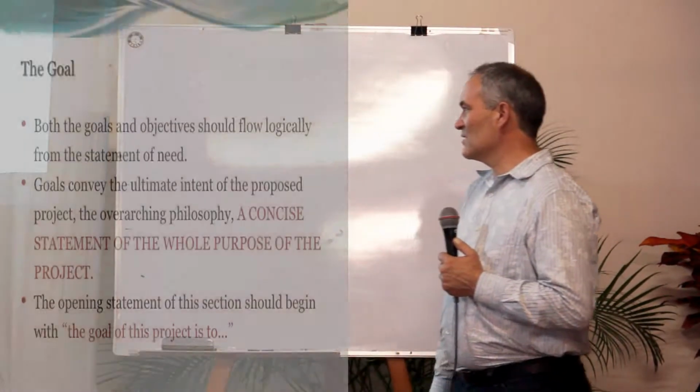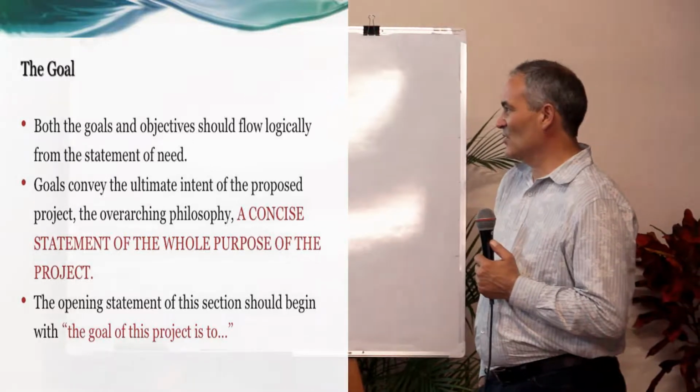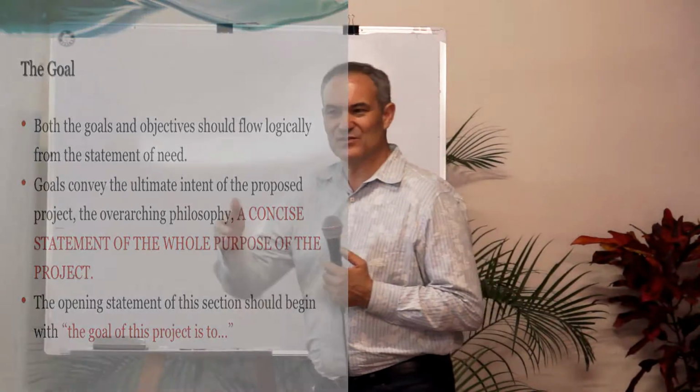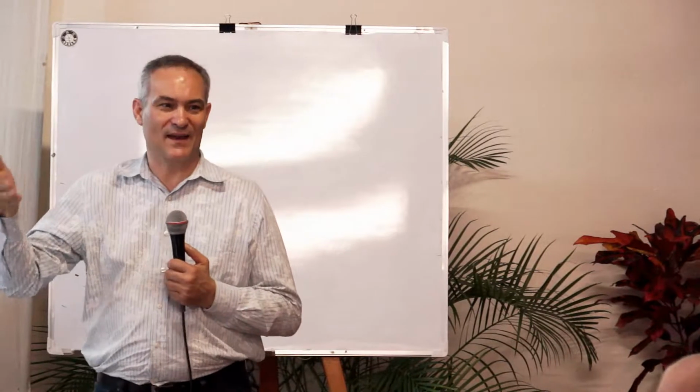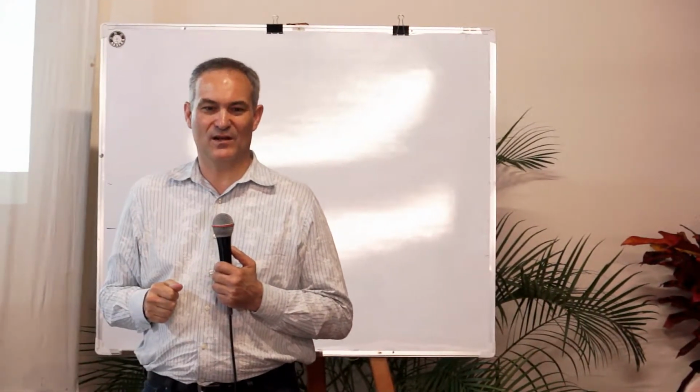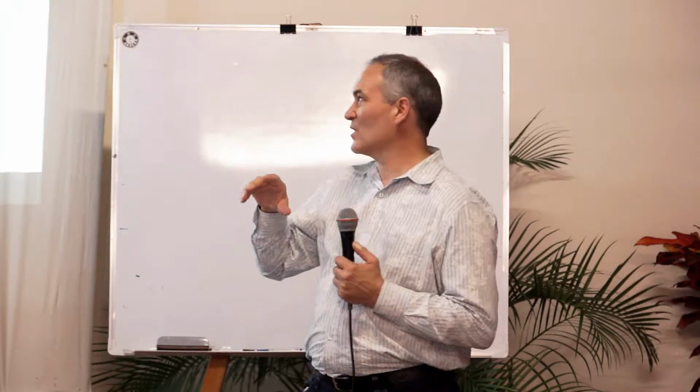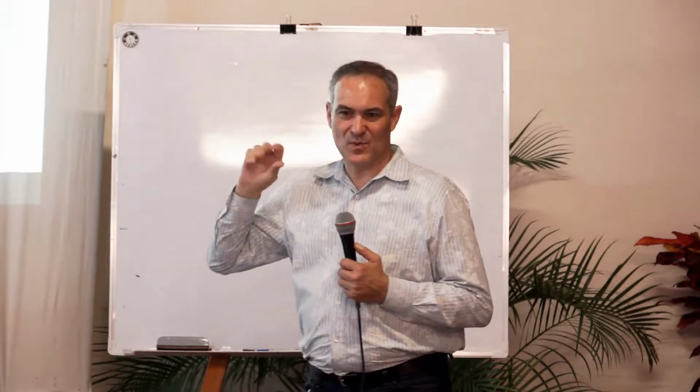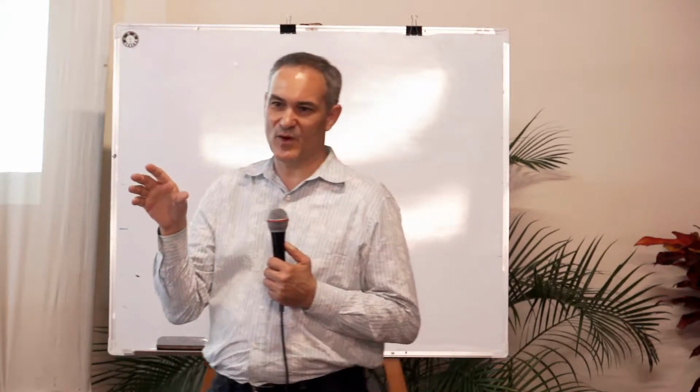So an opening statement with this section begins with, well, the goal of this project is to do X. What is that X? And being very clear and concise, because it gets down to the whole purpose of this project. What are we trying to do with this? Which is different than our idea of what we want done, and different than the problem statement of what we're trying to solve. What's our end goal with doing all of this?